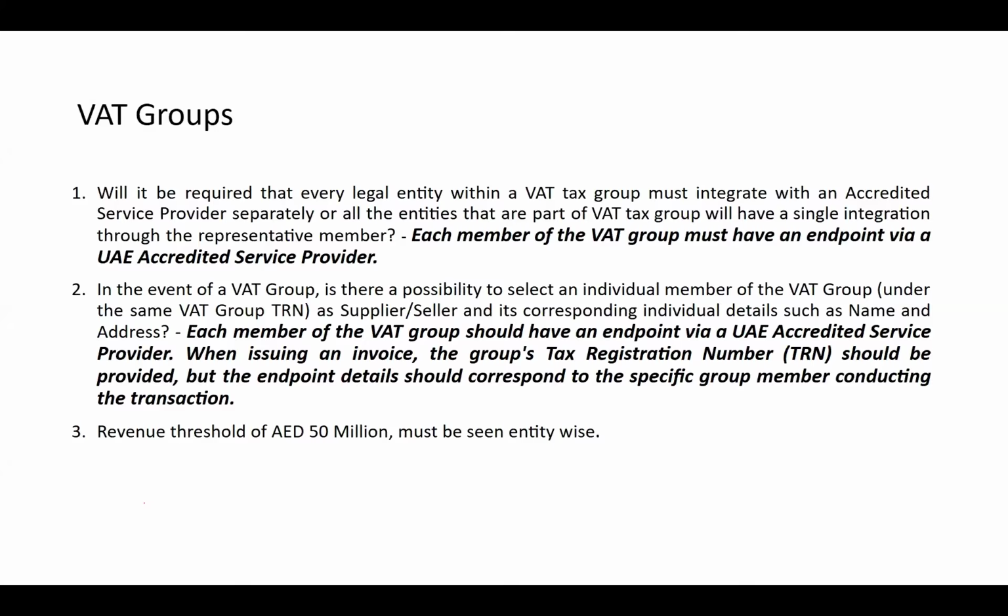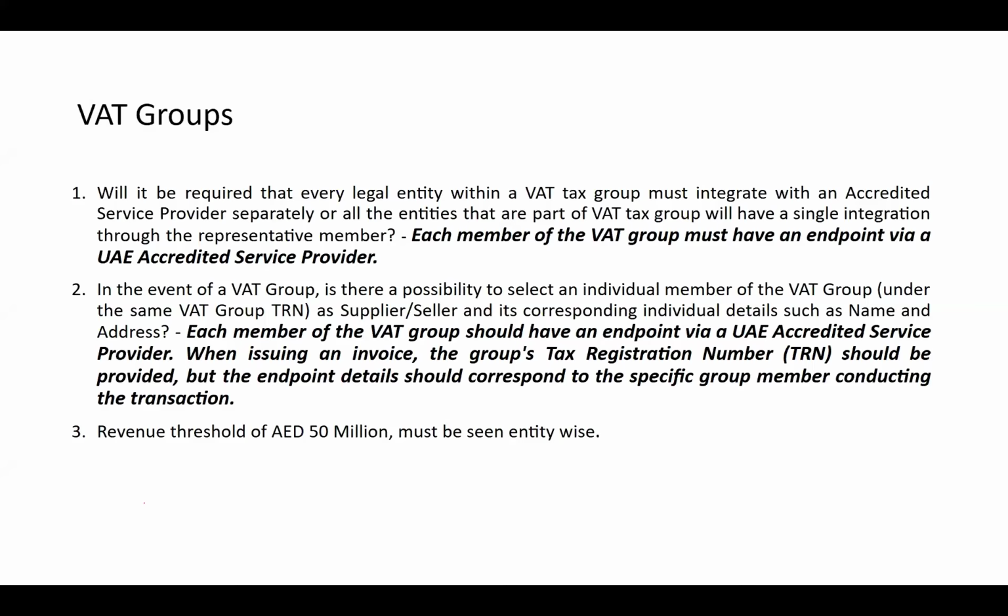In the second phase, these entities will be covered, but individually, not as a tax group. And while issuing the e-invoice in the second phase, they have to mention the TRN of the representative entity and not the individual entity.